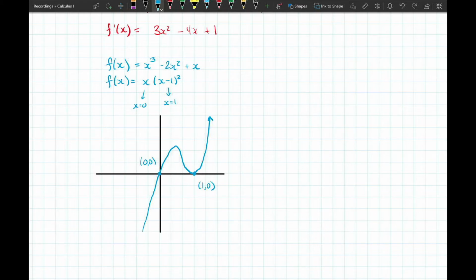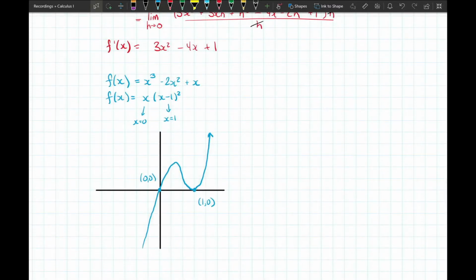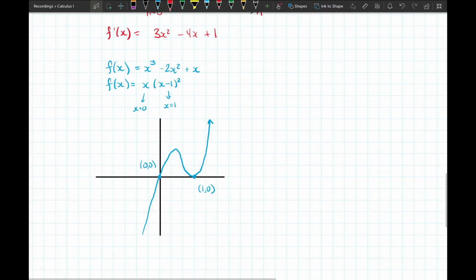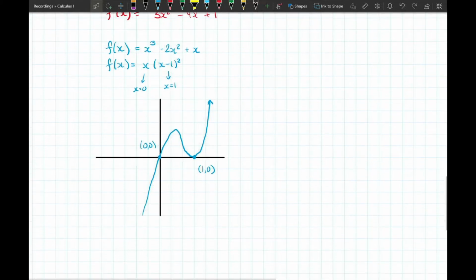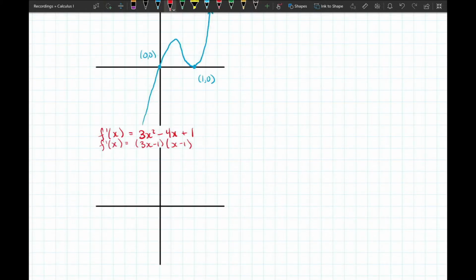Now, what does the graph of its derivative look like? The derivative, if we think about its shape, is just going to be a parabola. And it's a parabola opening upwards because it has a leading coefficient that is positive. We can also take a look at its x-intercepts to get a pretty good idea of what that graph looks like. When we factor f prime of x, we see its factors are 3x minus 1 and x minus 1.